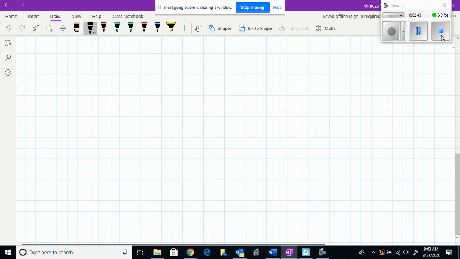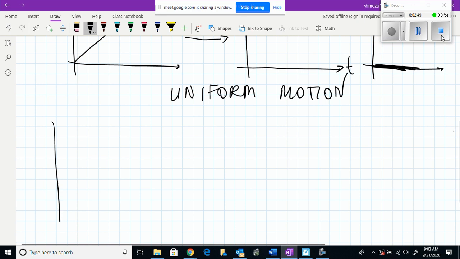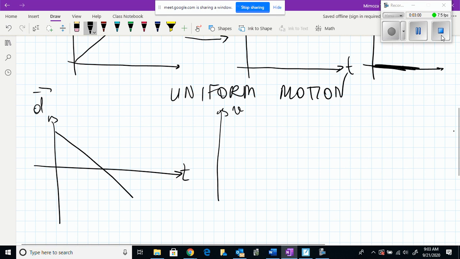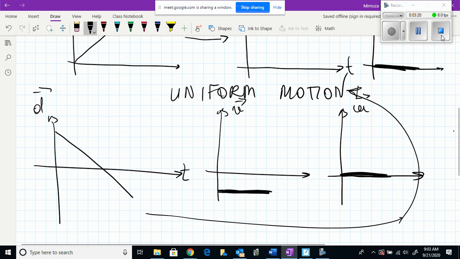And now if we have a displacement time graph that goes down like this, then the velocity time graph will be negative because the slope of this line is negative, and the acceleration time graph will be 0. And again, what we are dealing with is a uniform motion. Do you have any questions?